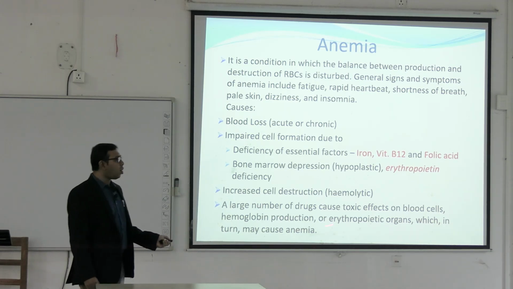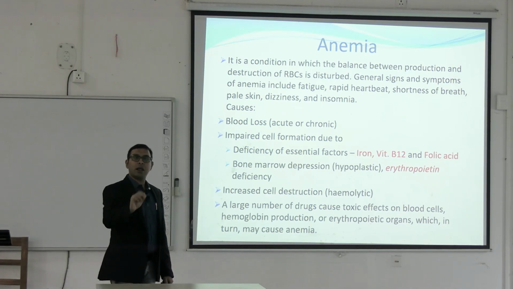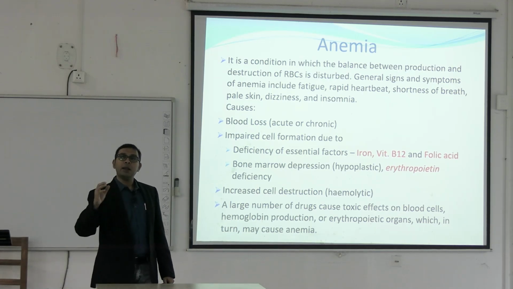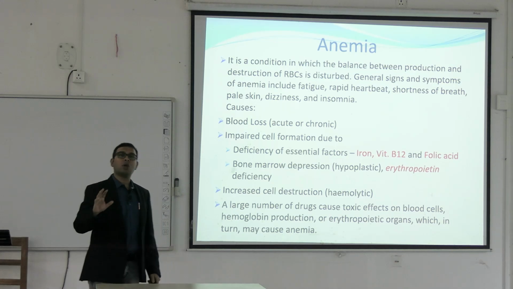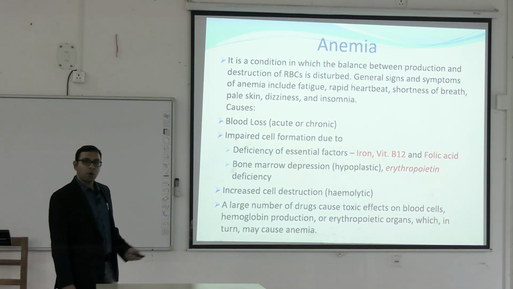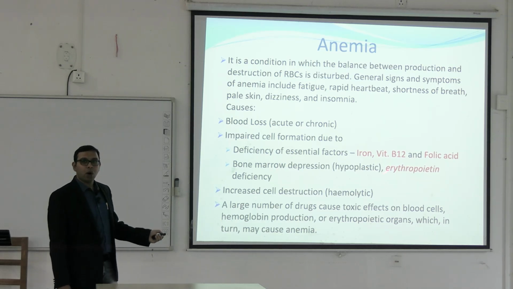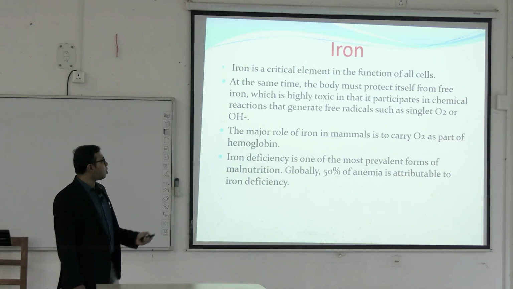There are a number of drugs that have a toxic effect on red blood cells. When these drugs are given, anemia may develop, most commonly with different types of chemotherapeutic drugs. So basically, in broad heading, we can say anemia may be caused by these three types of causes.